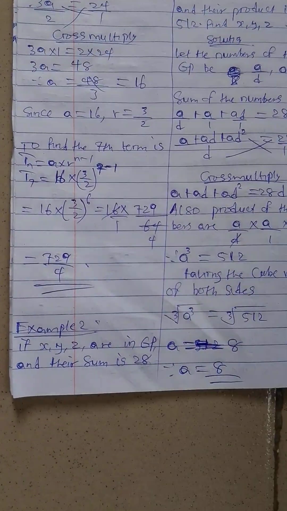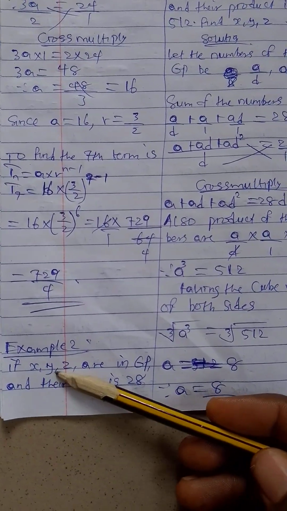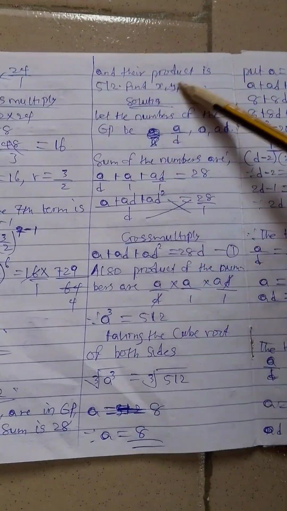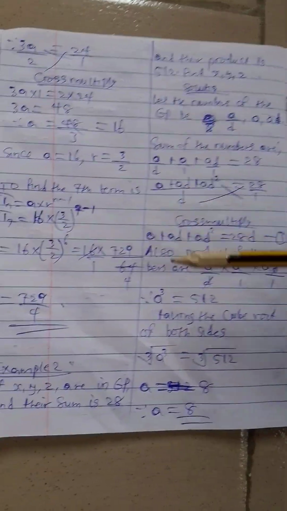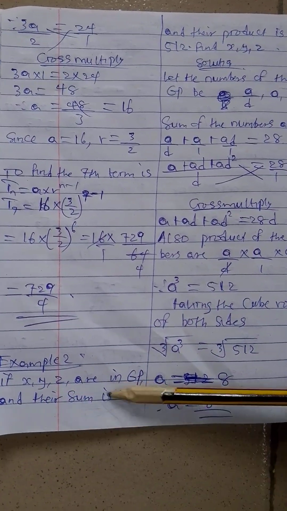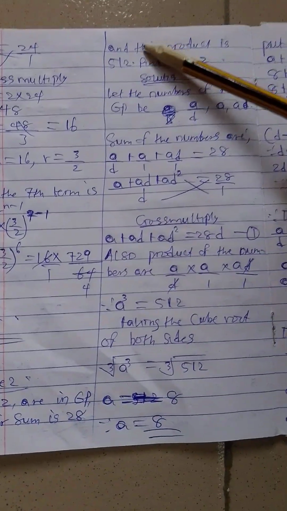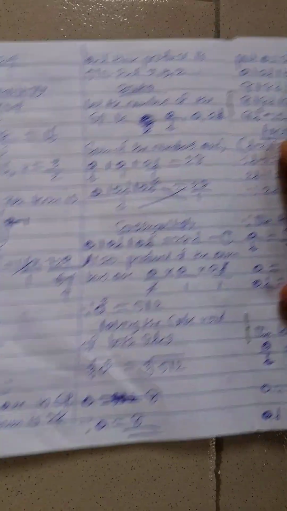Example 2 says that if x, y, and z are in GP and their sum is 28 and their product is 512, find x, y, and z. Let's repeat the question: if x, y, z are in GP and their sum is 28 and also their product is 512, you have to find x, y, and z.